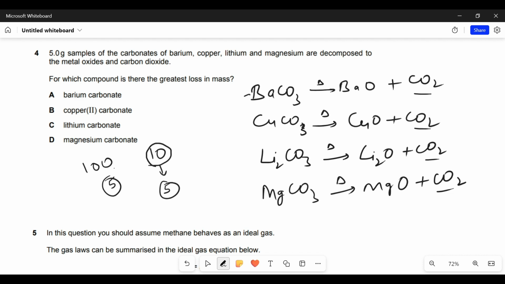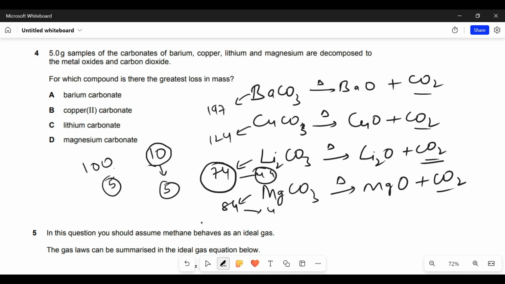Similarly, in case of salts, if I calculate the molar mass of BaCO3, it will be 197. If I calculate the molar mass of CuCO3, it is around 124. For Li2CO3, it is around 74, and for MgCO3 it is 84. We can see that the molar mass of lithium carbonate is smallest, hence if it loses 44 gram, that means the mass of CO2, if it loses 44 out of this, that will be the biggest loss as compared to the others, where each also loses 44. The biggest loss will be for Li2CO3, hence the option C.